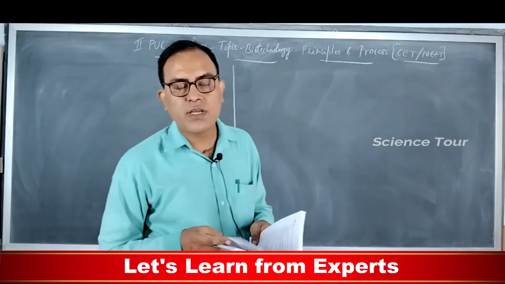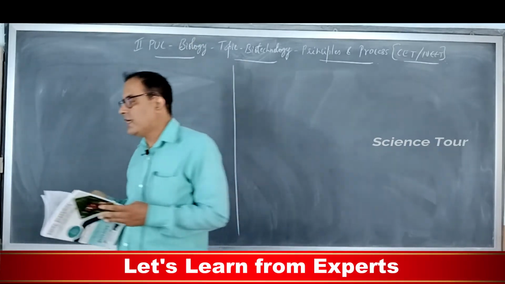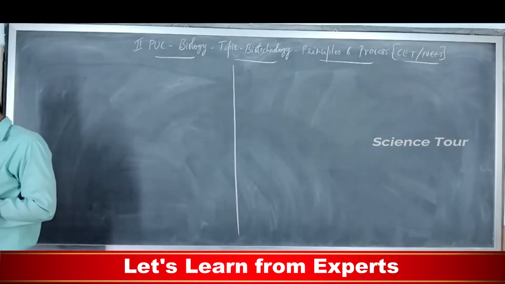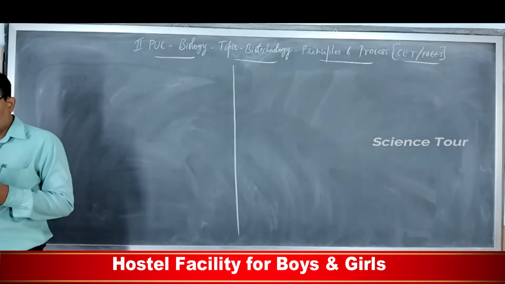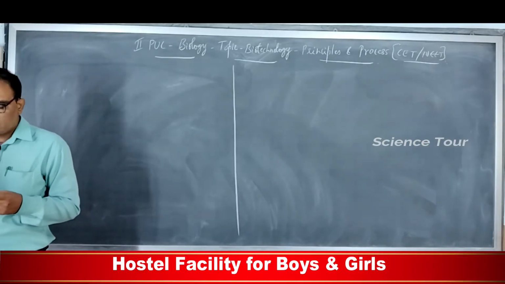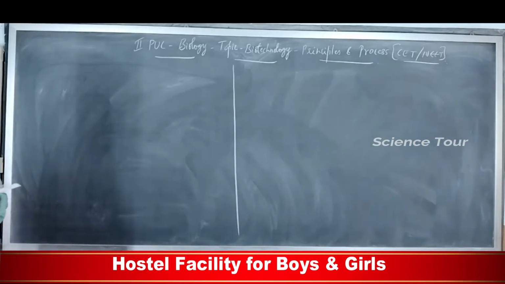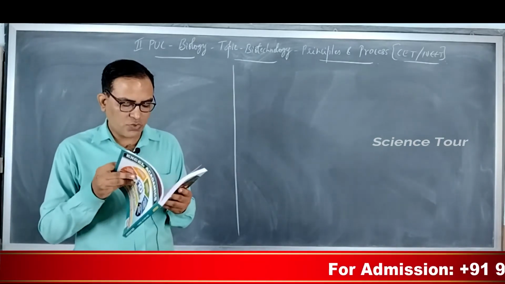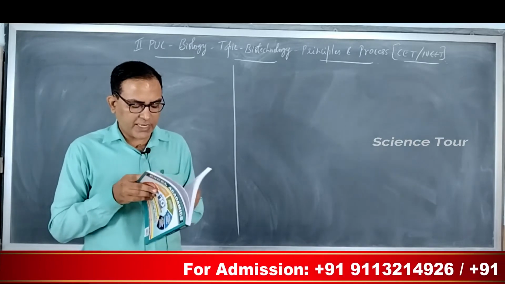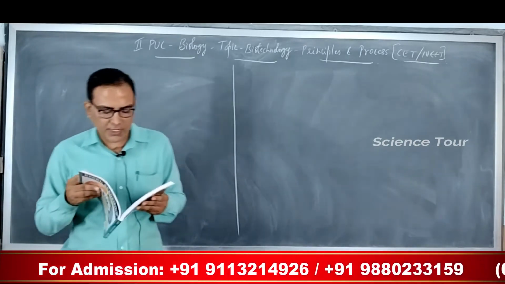Next, number 20. There are two statements given, statement A and statement B. Statement A, Agrobacterium tumefaciens causes tumors in dicots, correct? Then statement B, Agrobacterium tumefaciens enters the host through wounds and injuries. That is also correct. So the right answer is both statements A and B are correct.